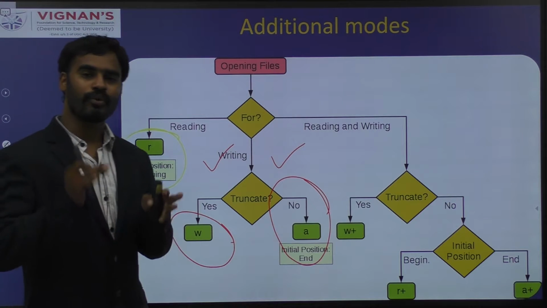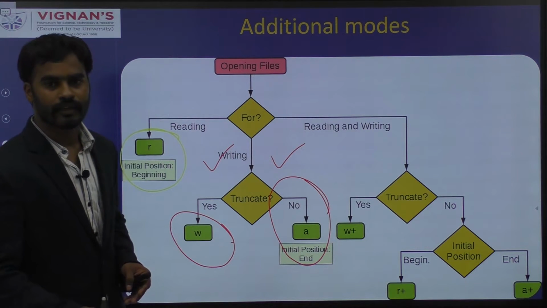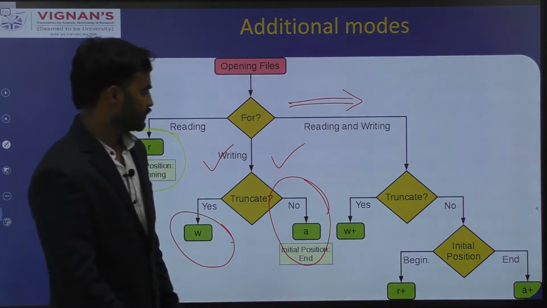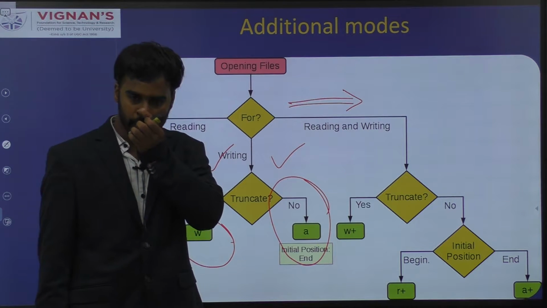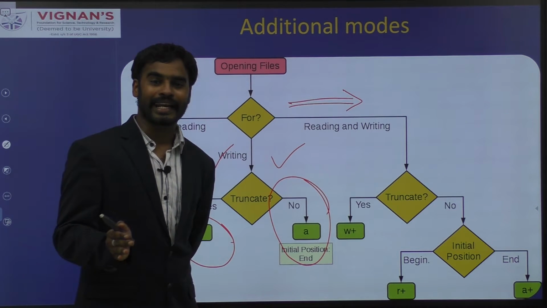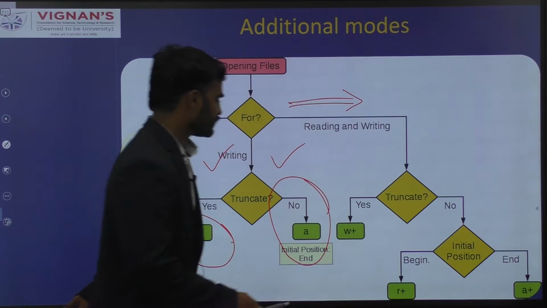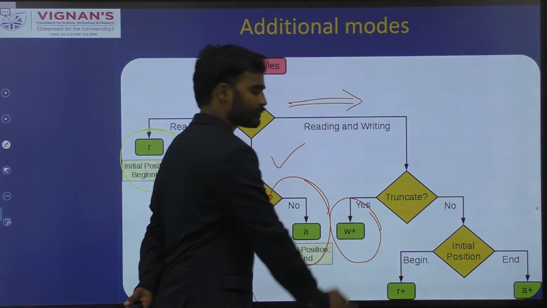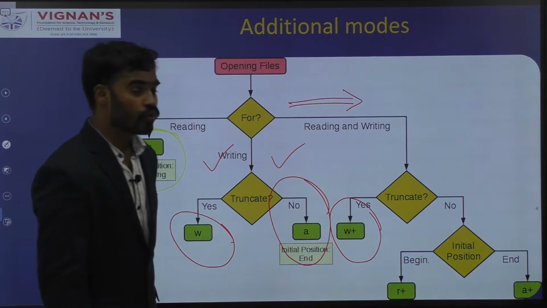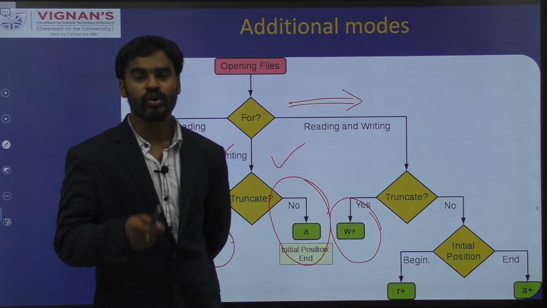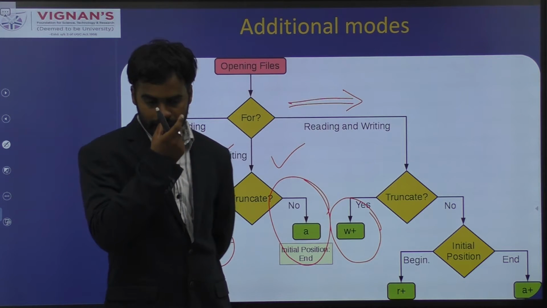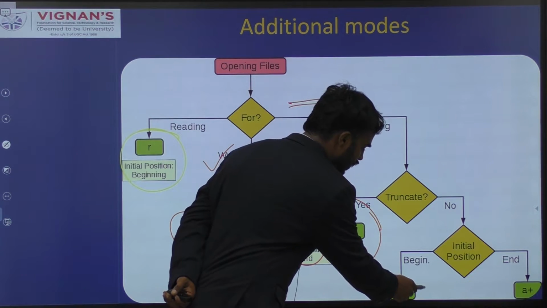If your objective is for both reading and writing, then again you have 3 options: W plus, R plus, and A plus. Okay, if you want to erase the previous contents, then go with the W plus. Okay, if you don't want to erase the content, if you want to add content to the existing file, then you can go with either R plus or A plus.